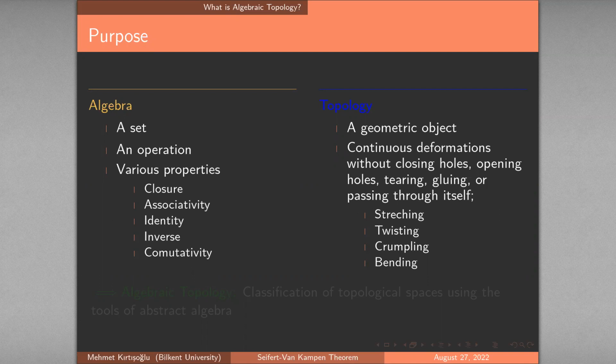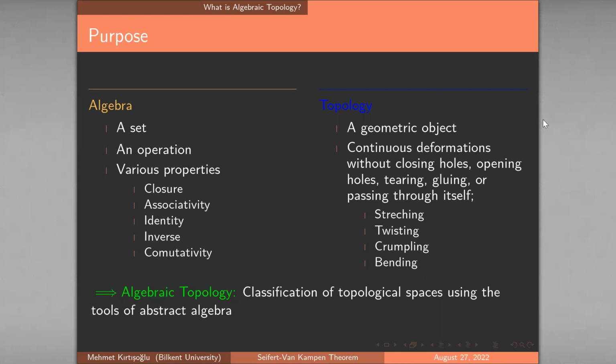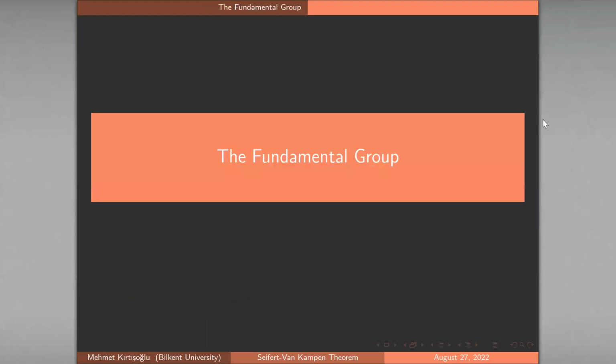Now, algebra will be our tool to understand topology. And at the end of the day, we will have a classification of topological spaces using the tools of abstract algebra. So what we will need is an algebraic structure on topological spaces that has some invariance under continuous deformations.